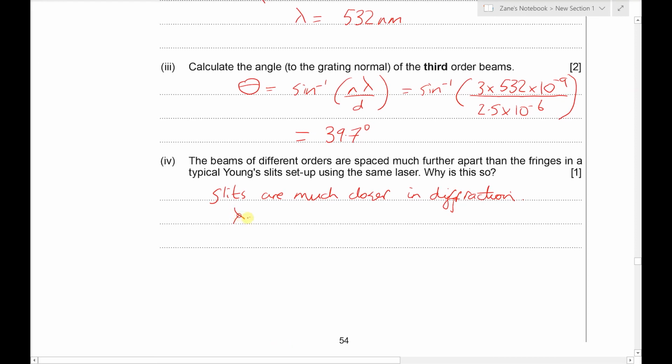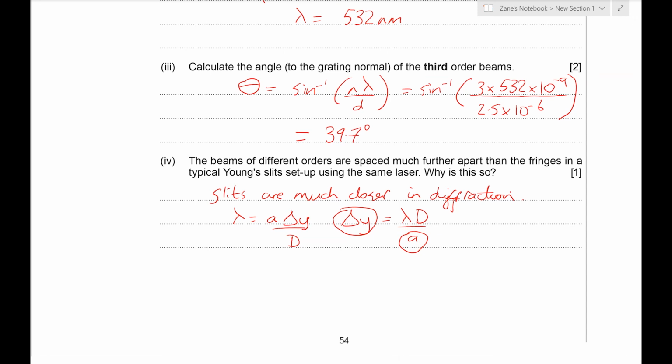If we use our double slit formula, lambda equals a delta y over d, and rearrange for delta y, we get lambda d over a. And here you can see that there's inverse proportionality between the separation of our fringes, in other words how far apart our beams are going to be, and the distance between the slits. And once again, the slits in the diffraction grating are far, far closer together than they are for the double slit experiment.